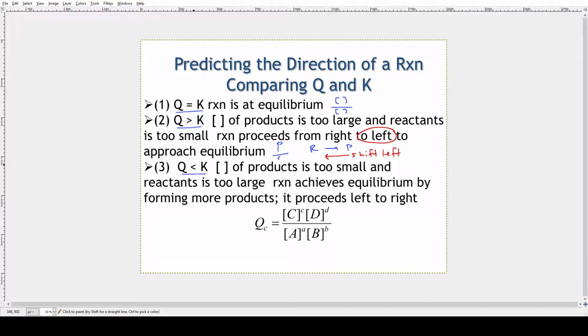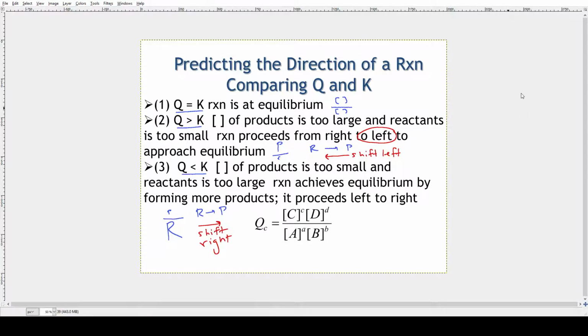Now, if your reaction quotient is smaller than K, that would mean that you don't have enough products, and it's going to achieve equilibrium by trying to form more products. So if we have our generic equation of reactants turning into products, the equilibrium is going to shift to the right. We want to shift right in order to decrease our reactant concentration and increase our product concentration. That will give us a larger Q value, which will eventually hopefully equal K and be at equilibrium.